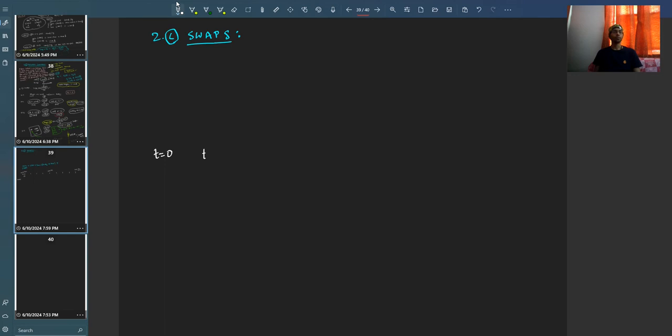T is equal to 1, 2, 3, 4. This is the end of the first year. Then there is 5, 6, 7, 8. And there is the end of the second year. Your loan completes at the end of the second year. That is when t is equal to 8. Right? Now you have taken the loan here, t is equal to 0.